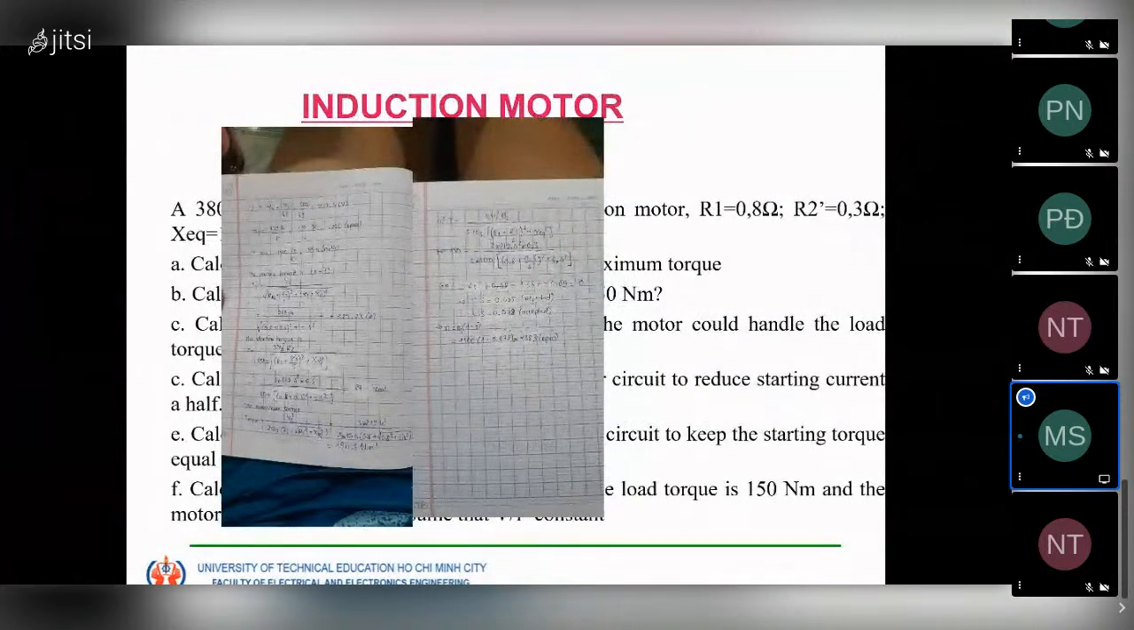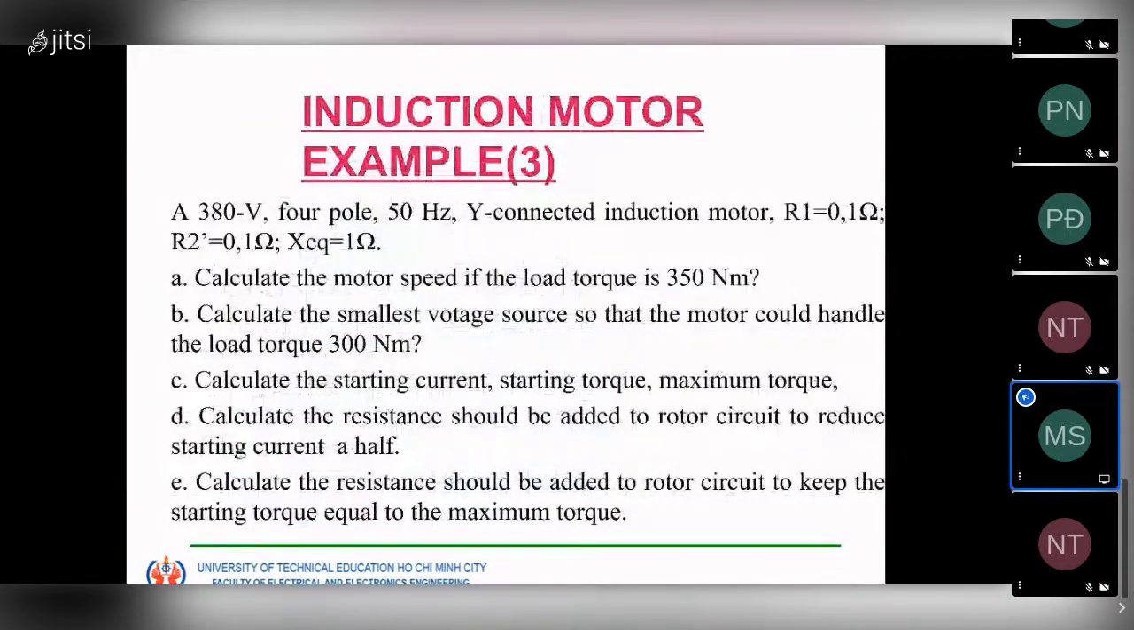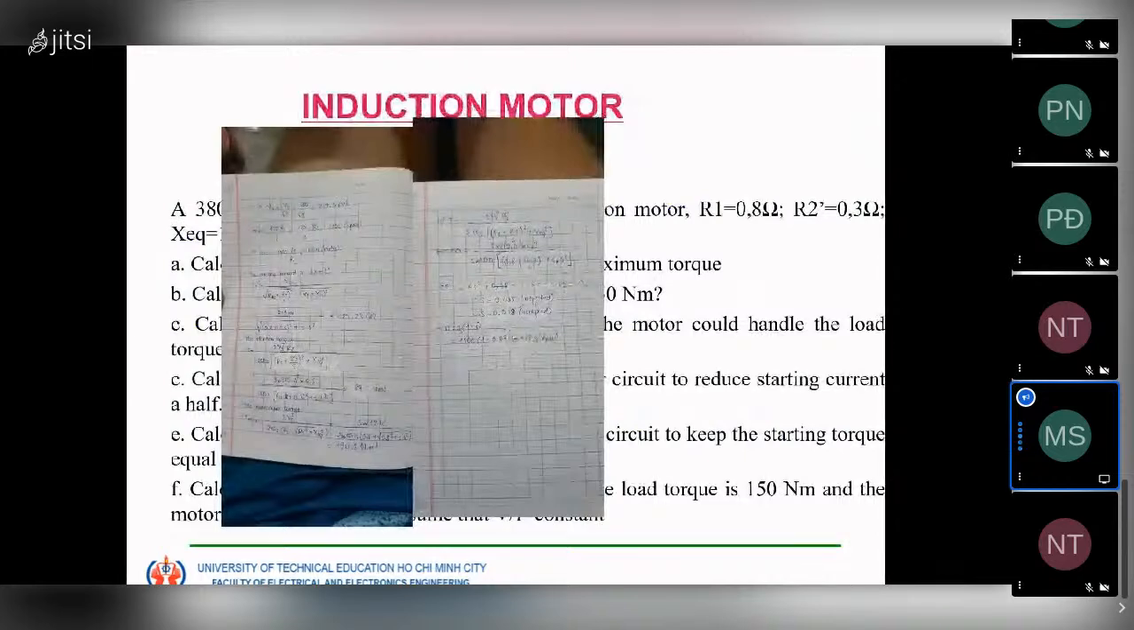This is answer A and B for this exercise. Number A, very easy. They ask you to calculate the starting current, the starting torque, and the maximum torque. You have already had the formulations for these quantities, so very easy for you. Second one, they ask you to calculate the speed.